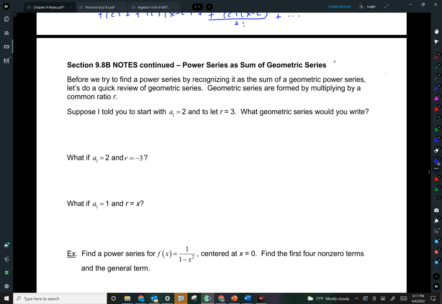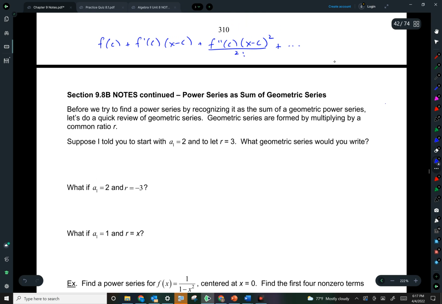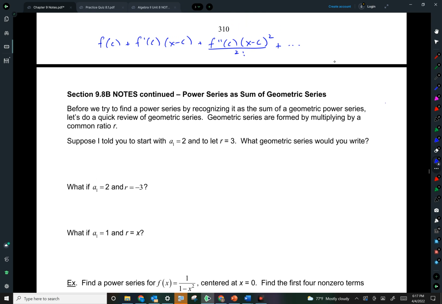So this is about a power series as the sum of a geometric series. Previously we've been talking about writing out terms of a series using this notation where you have the original function, so like f of c, and then the next term is the derivative times x minus c, wherever it's centered. Remember, then you go to the second derivative, x minus c squared over 2 factorial.